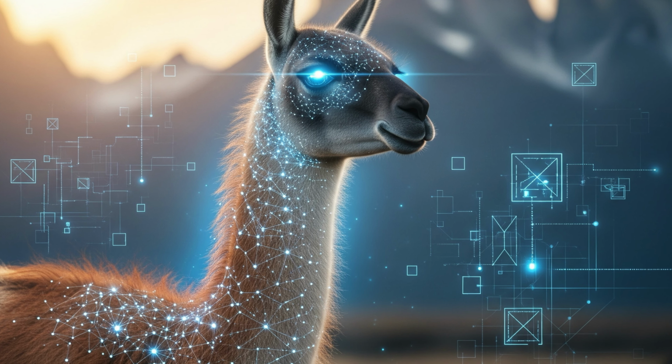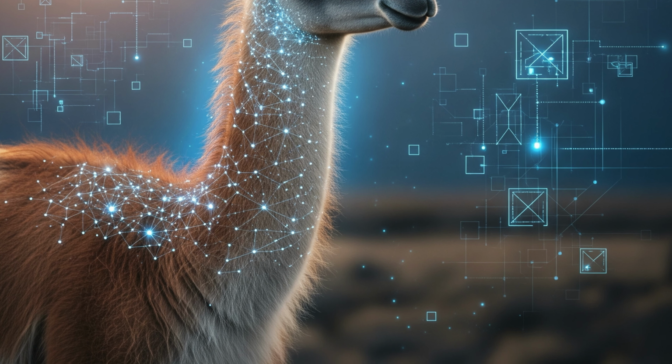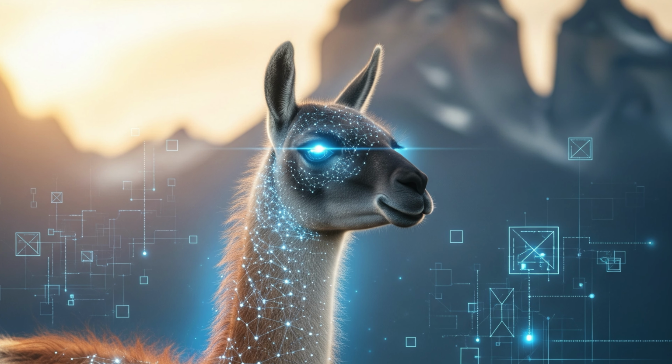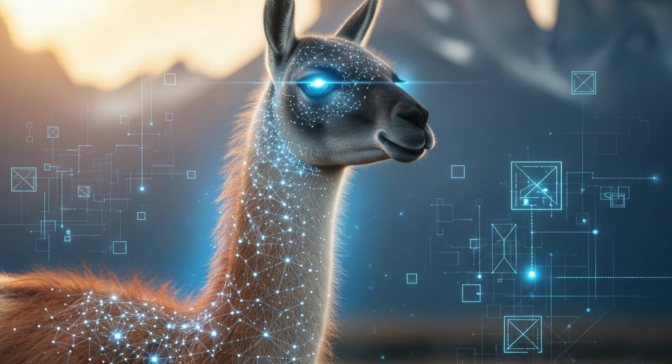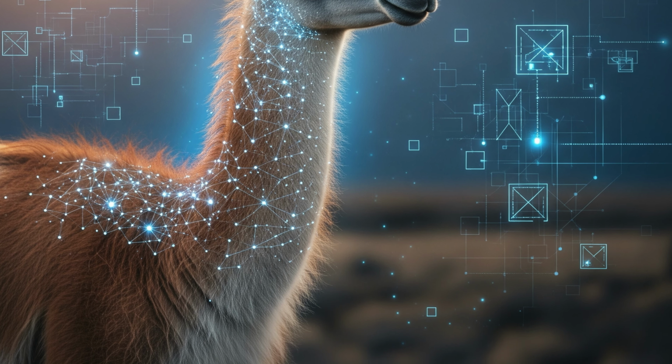Today we're diving into Wanaku to build our very first capability from scratch using plain old Java. We will be creating a simple echo service that reads an environment variable and sends it back to Wanaku. It's the perfect hello world project to get you comfortable with the Wanaku SDK. By the end of this video, you will have a fully functional, packaged and running capability. Ready to build? Let's get into it.